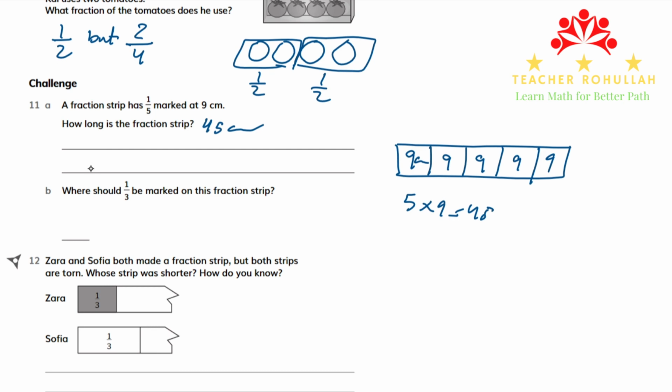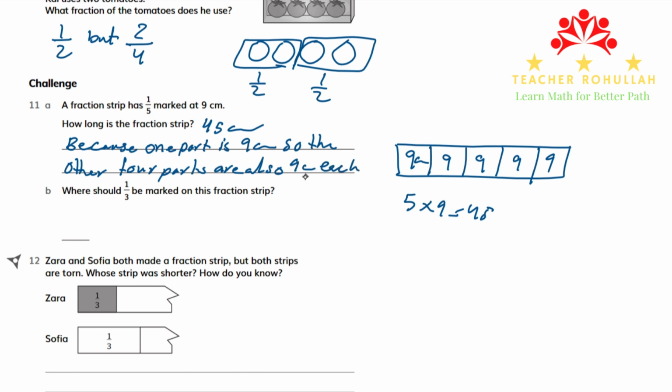We can say that because one part is 9 centimeters, the other four parts are also 9 centimeters each. Each of the other four parts is also 9 centimeters. That gives us 45 centimeters as the whole.